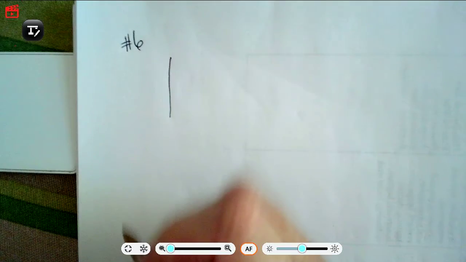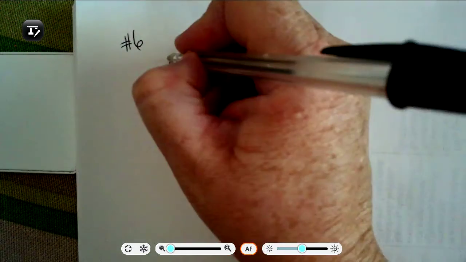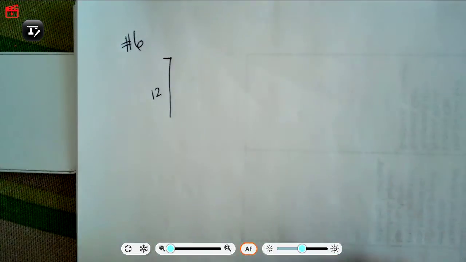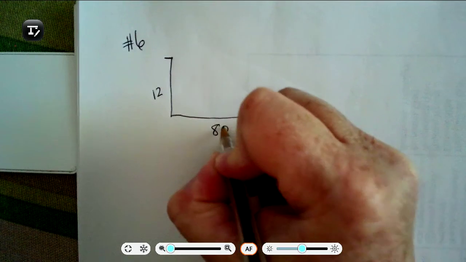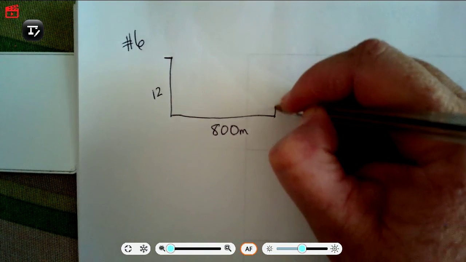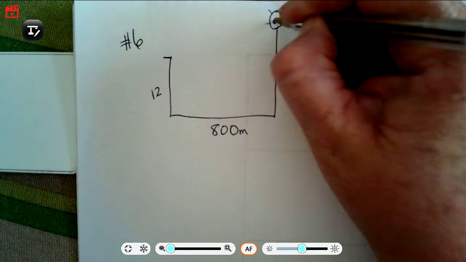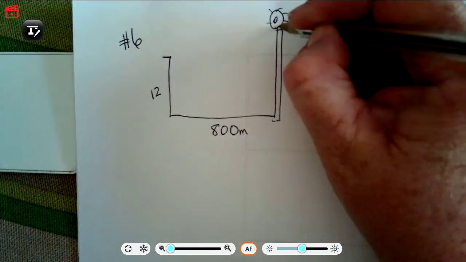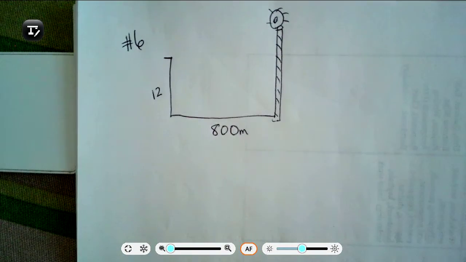This is going to be Ursula's house. It also tells us that it is 12 meters off the ground from where her deck is at. And then in the distance, about 800 meters away, is a lighthouse. Again, just do the best I can here. And there's my little picture.